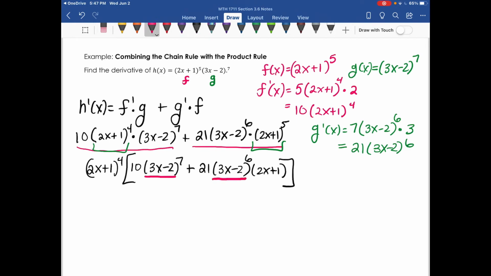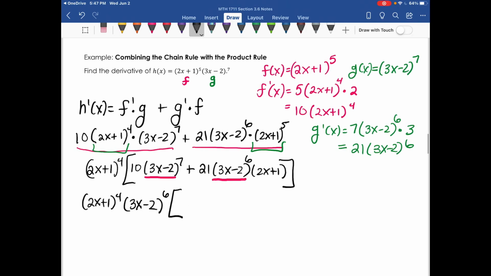Now if I look, I still have a 3x minus 2 to the 7th. Whoops, I forgot to carry down that 3x minus 2 to the 6th. And here I have a 3x minus 2 to the 6th. So at most I can pull out a 3x minus 2 to the 6th. So on the outside now I have 2x plus 1 to the 4th times 3x minus 2 to the 6th. And on the inside I'm left with 10 times 3x minus 2 to the 1st, because I pulled out 6 of them, plus 21 times 2x plus 7.